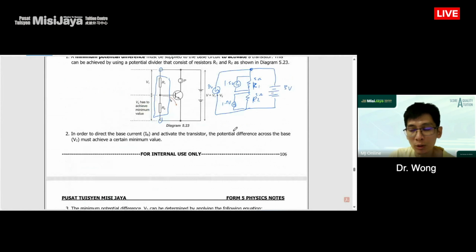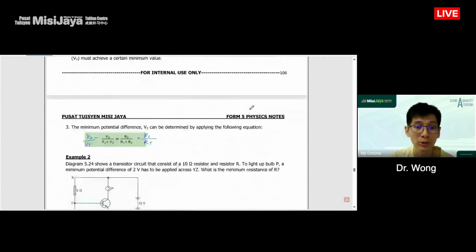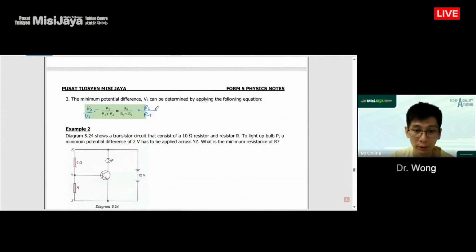Because we are just using Ohm's law, and we are not talking about the internal resistance or EMF, please don't use that formula to calculate. The internal resistance formula is not applied here. We are just using the normal Ohm's law formula in this case.